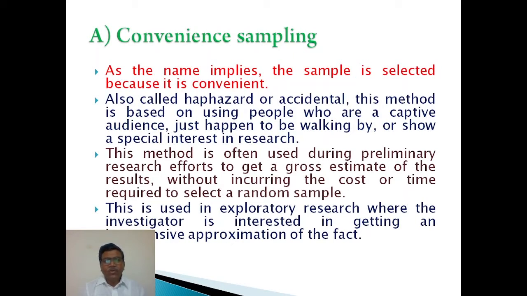This method is based on using people who are a captive audience, just happen to be walking by, or show a special interest in research. This method is often used during preliminary research efforts to get a gross estimate of the results without incurring the cost or time required to select a random sample. This is used in exploratory research where the investigator is interested in getting an inexpensive approximation of the fact.